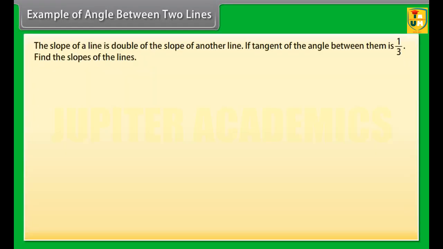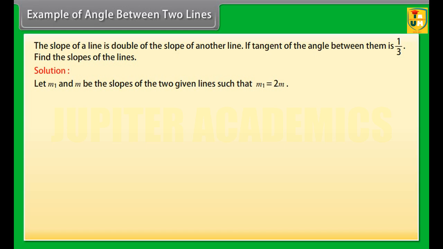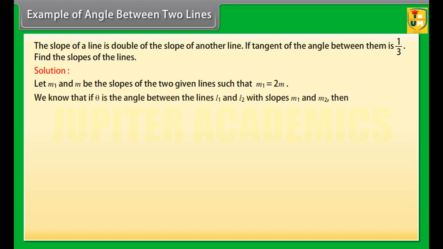Example of angle between two lines. The slope of a line is double the slope of another line. If the tangent of the angle between them is 1/3, find the slopes of the lines. Solution. Let m1 and m be the slopes of the two given lines such that m1 = 2m. We know that if theta is the angle between the lines L1 and L2 with slopes m1 and m2, then tan theta = modulus of (m2 - m1)/(1 + m1 m2).